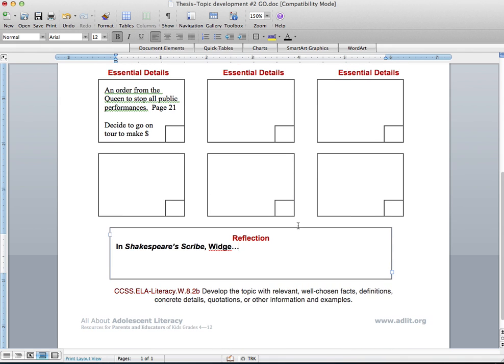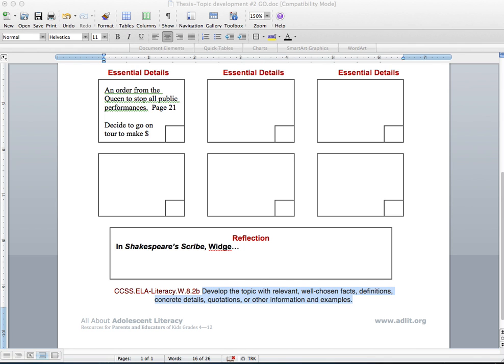When you look at this, you can see at the bottom that I've included your standard. This is what you're expected to be able to do to develop the topic with relevant, well-chosen facts, definitions, concrete details, quotations, or other information and examples. When you're able to do this, like we've talked about in class, you will be able to make your voice heard in a way that's meaningful to the people around you so that you can enjoy a much happier life.